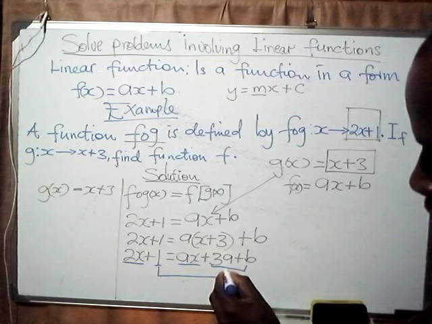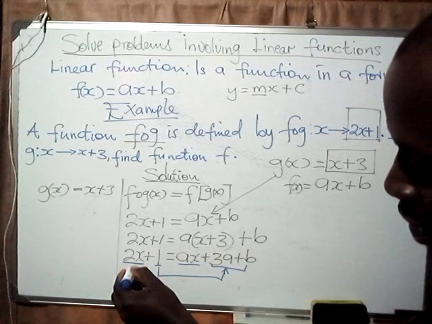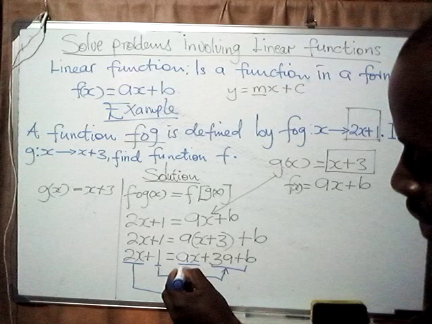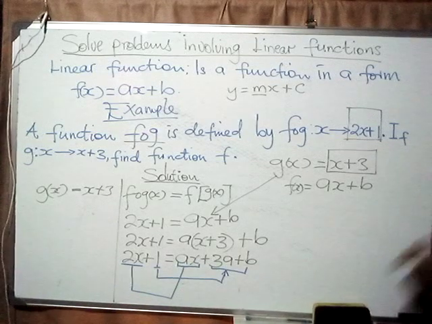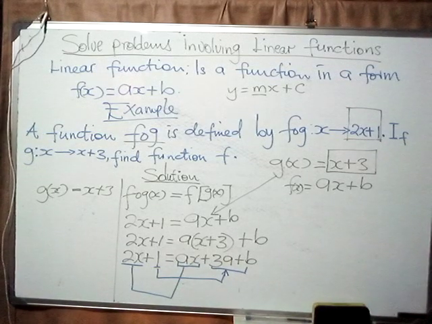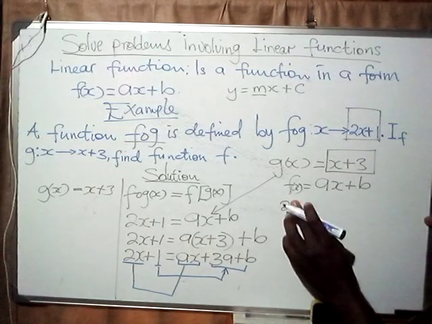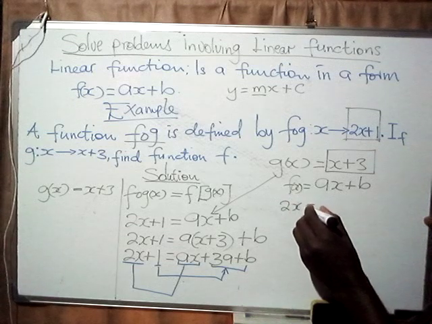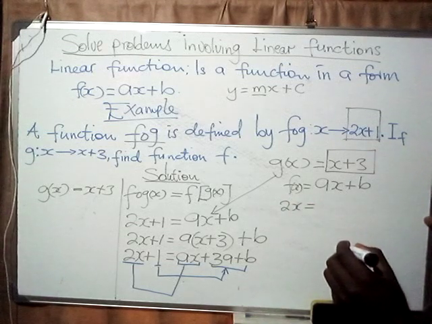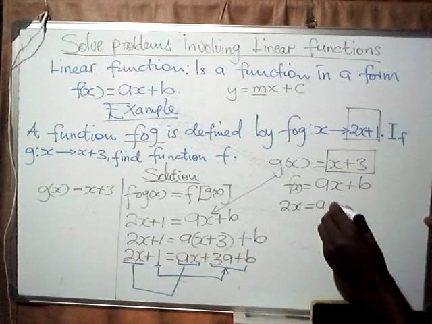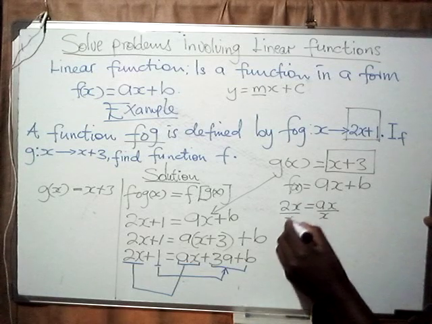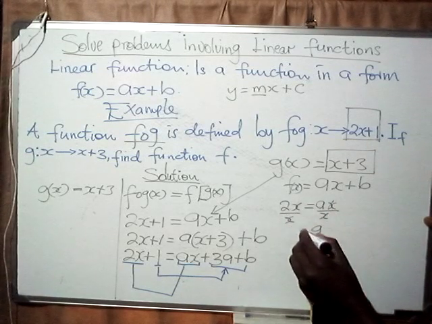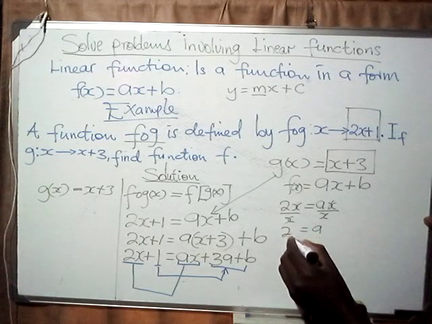I hope this has been understood. This term here will be equal to this term there, then the other one will be equal to the other term. What am I trying to say? We are going to say 2x is equal to ax. Which one is common? It is x. So divide both sides by x, so the value of a is equal to 2.